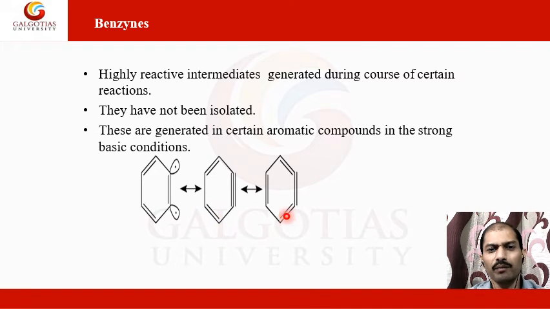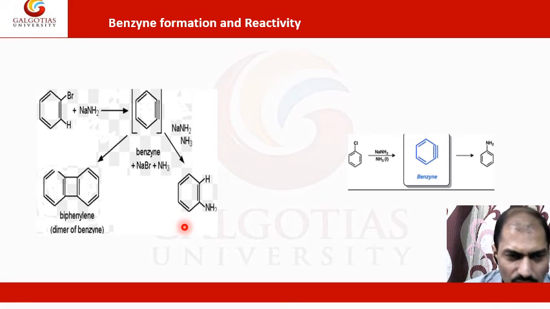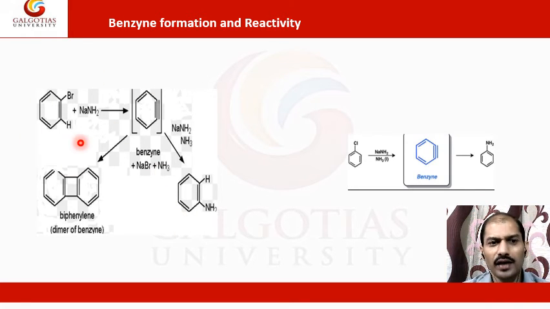You can make it in a lab as well, but these are very unstable species and very difficult to isolate. So these are the reactions. In the case of benzyne, bromobenzene reacts with sodamide. This makes a benzyne intermediate, and this benzyne intermediate reacts further with sodamide if you are reacting it.